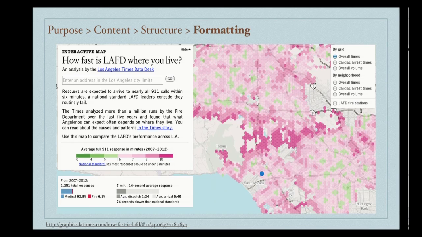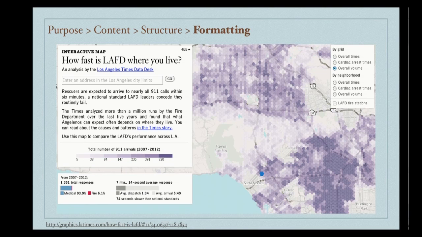I'm going to change this just a little bit. And this is, if I was on the website here, I would click in that upper left corner. You see it says by grid, overall times. We're going to select the overall volume button, and we get this map. It's the same map. Nothing's moved. But now instead of that encoding of is the response time good, is the response time bad, we have an encoding of how many responses do we get.